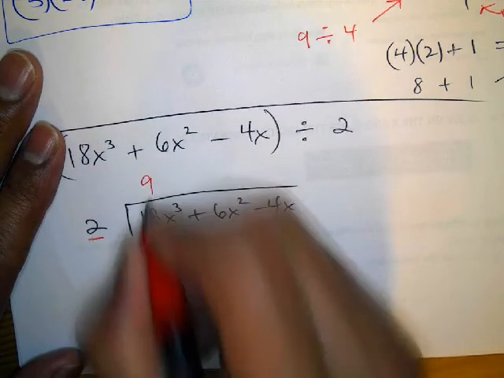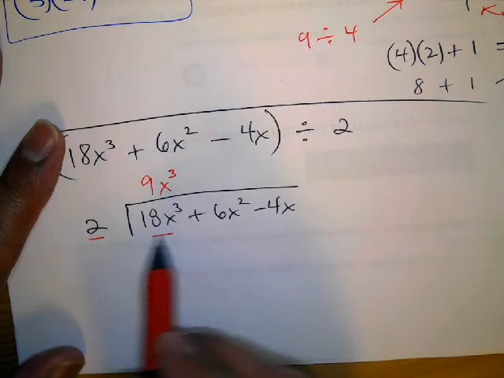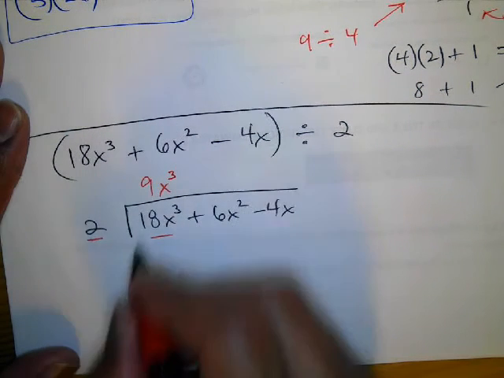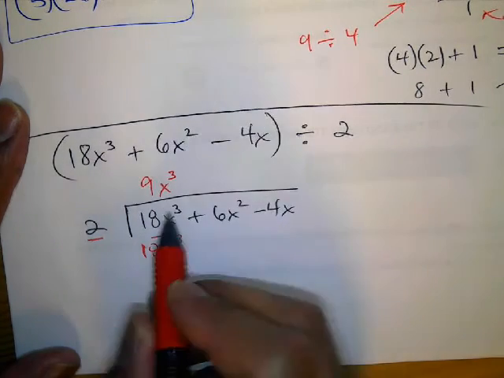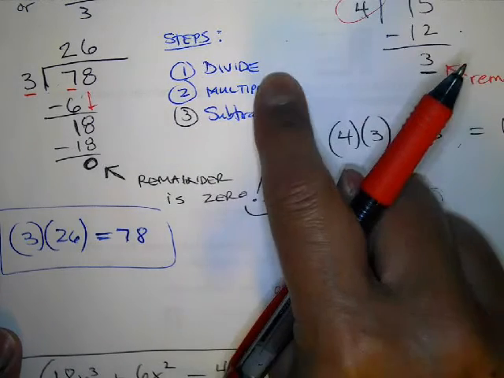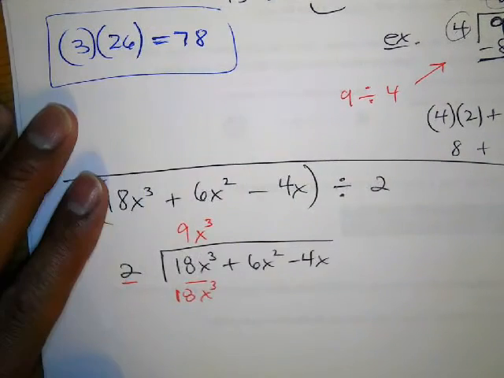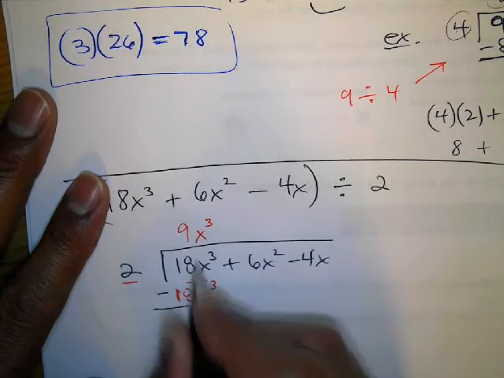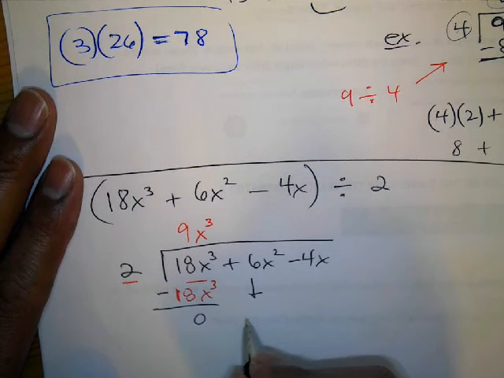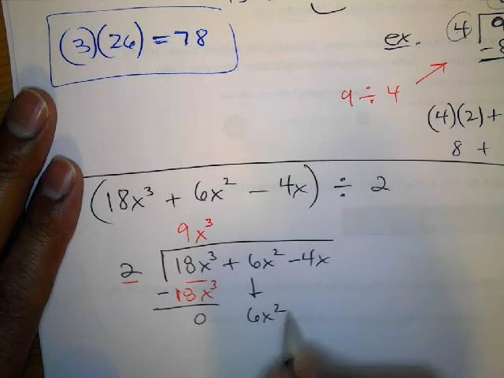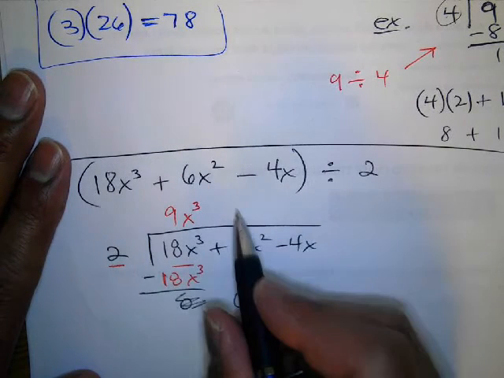2 times what number can give me exactly this? That's going to be a 9, and we need the x squared, right? 2 times 9x squared is exactly 18x squared. Step 2, multiply. Divide, now multiply, then it's going to be subtract. Now we subtract. Well, we get 0. Let's go to the next one. So that's just a positive 6x squared. Forget about the 0.